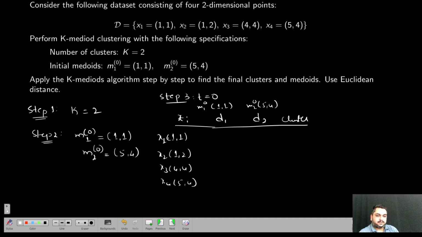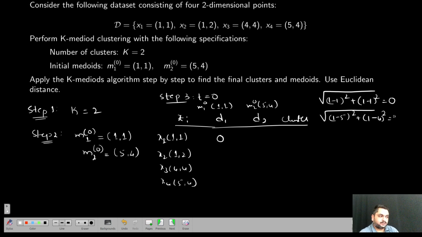I will calculate the Euclidean distance from x1 to m1 and m2. How will I calculate? It is the square root of (1 minus 1) whole square plus (1 minus 1) whole square, so this becomes 0. For x1 to m2, it will be the square root of (1 minus 5) square plus (1 minus 4) square, so this is the square root of 25, equal to 5. Now check out the minimum. Which one is minimum? d1, that means x1 to m1 is the minimum distance, so I will assign this to cluster 1.